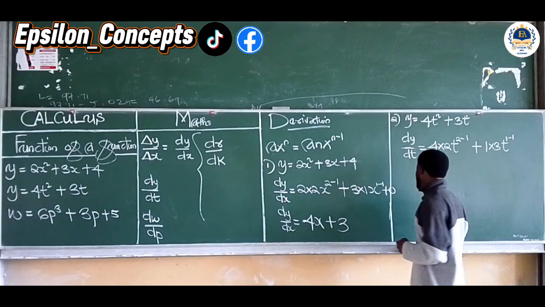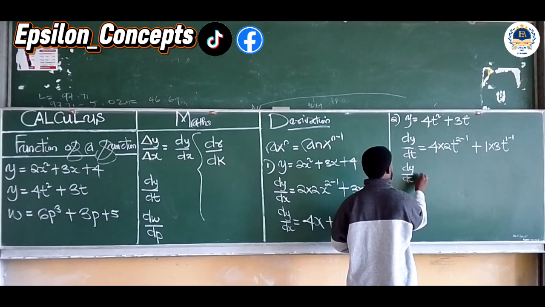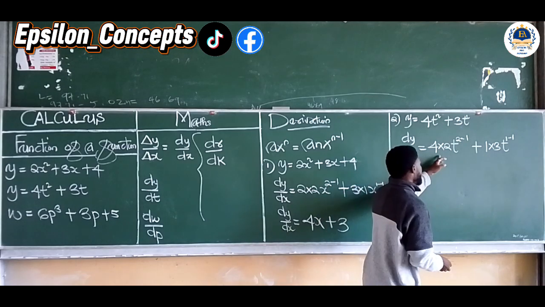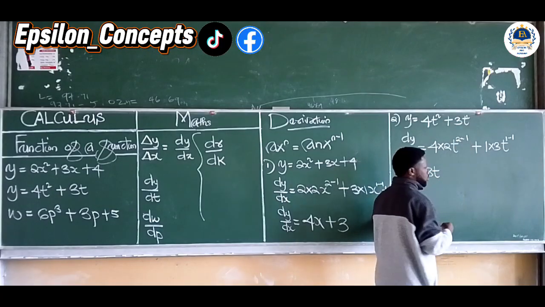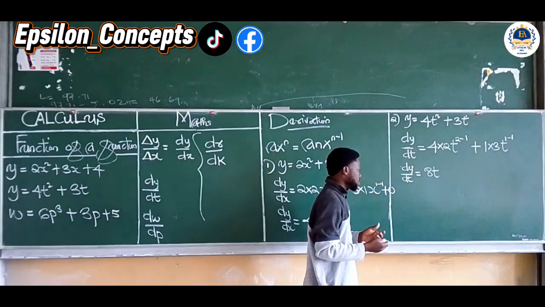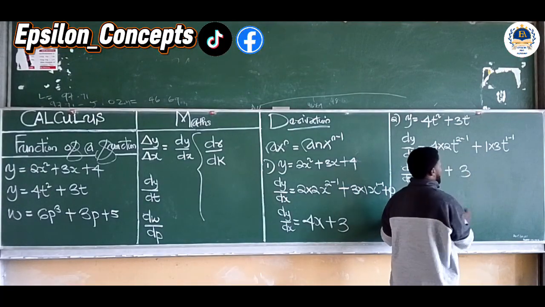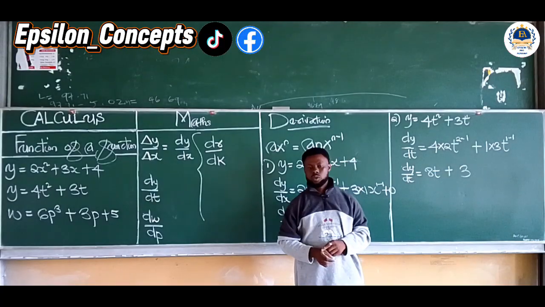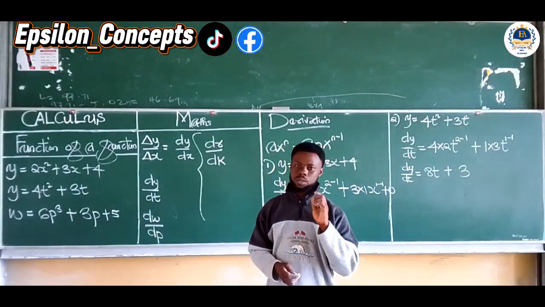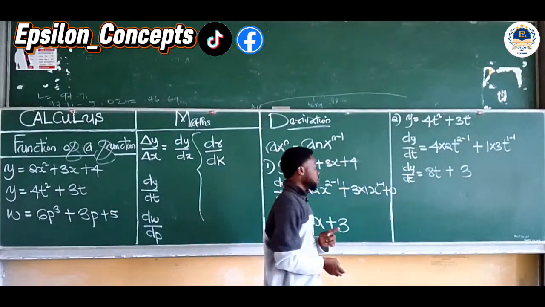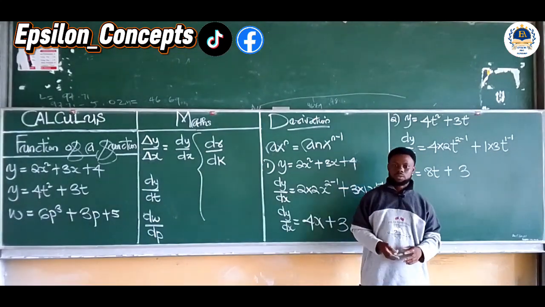So that will give dy over dt will equal to 4 times 2 is 8. Then t raised to the power of 2 minus 1 is 1. That is 8t plus 1 times 3 is 3. And t raised to the power of 1 minus 1 gives 0. Note that any quantity raised to the power of 0, the result is always 1. Then when you multiply 1 by 3, you obtain 3, which is the final result.